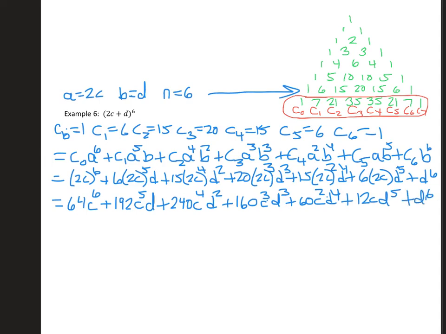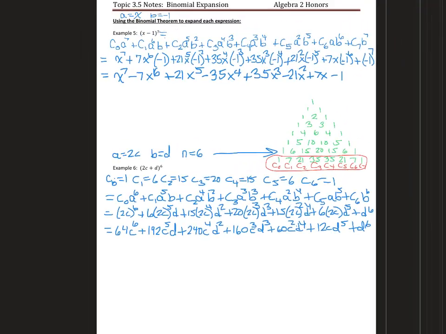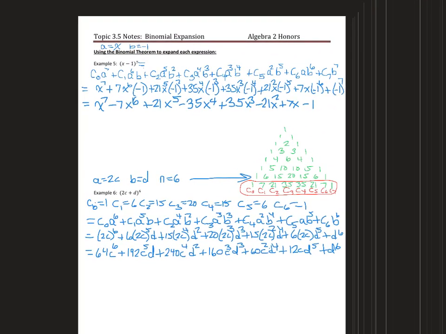If we were to do these binomial expansions by hand using the box method, we'd need a lot of paper and a lot of time. So hopefully I've proved to you that this theorem is worthwhile and it's a time saver. Thanks for listening. Hope this helps.